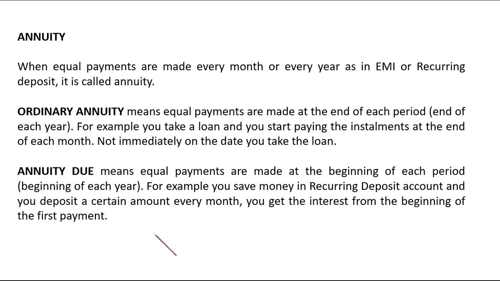While the other type of annuity is the annuity due, which means that equal payments are made, but not at the end of each month, but at the beginning of each month or at the beginning of each year. For example, when you open a recurring deposit account, you deposit a certain amount every month. So when you first deposit that money, the period starts. So this is called annuity due.